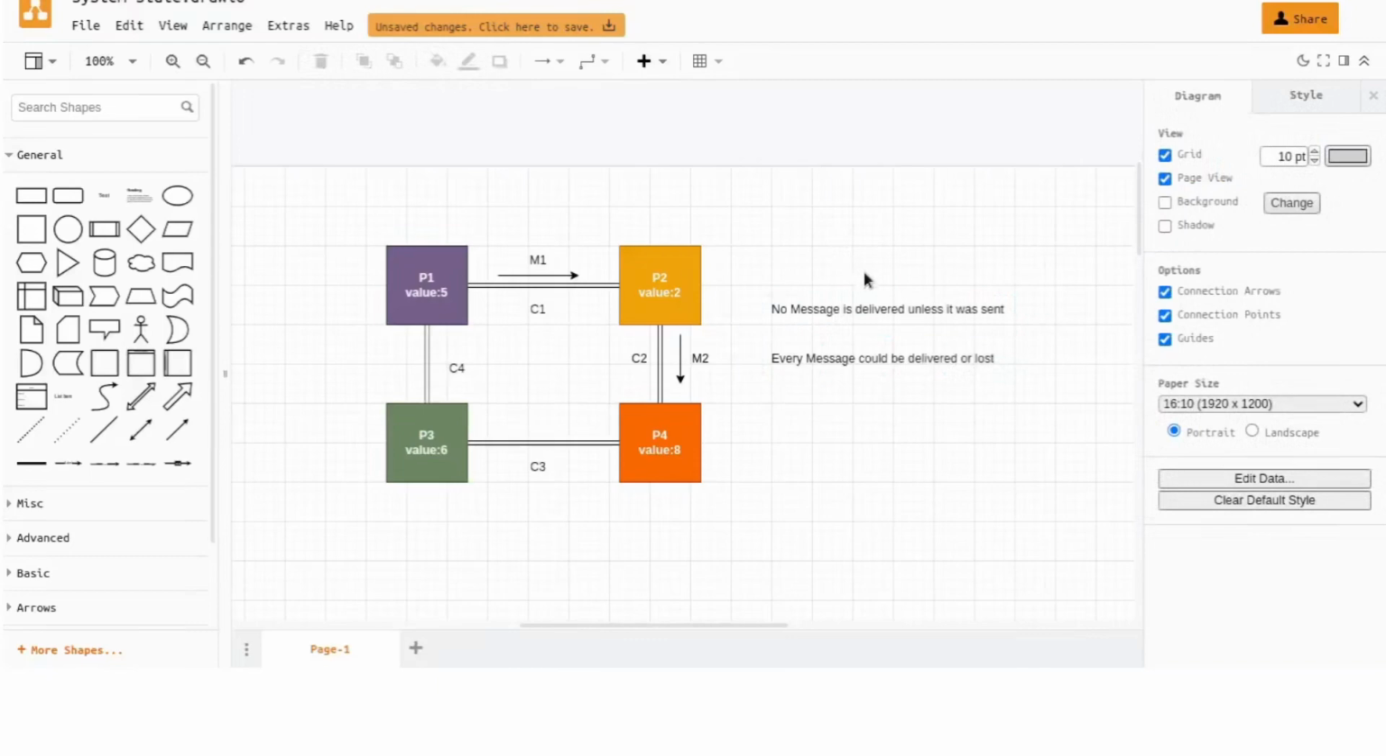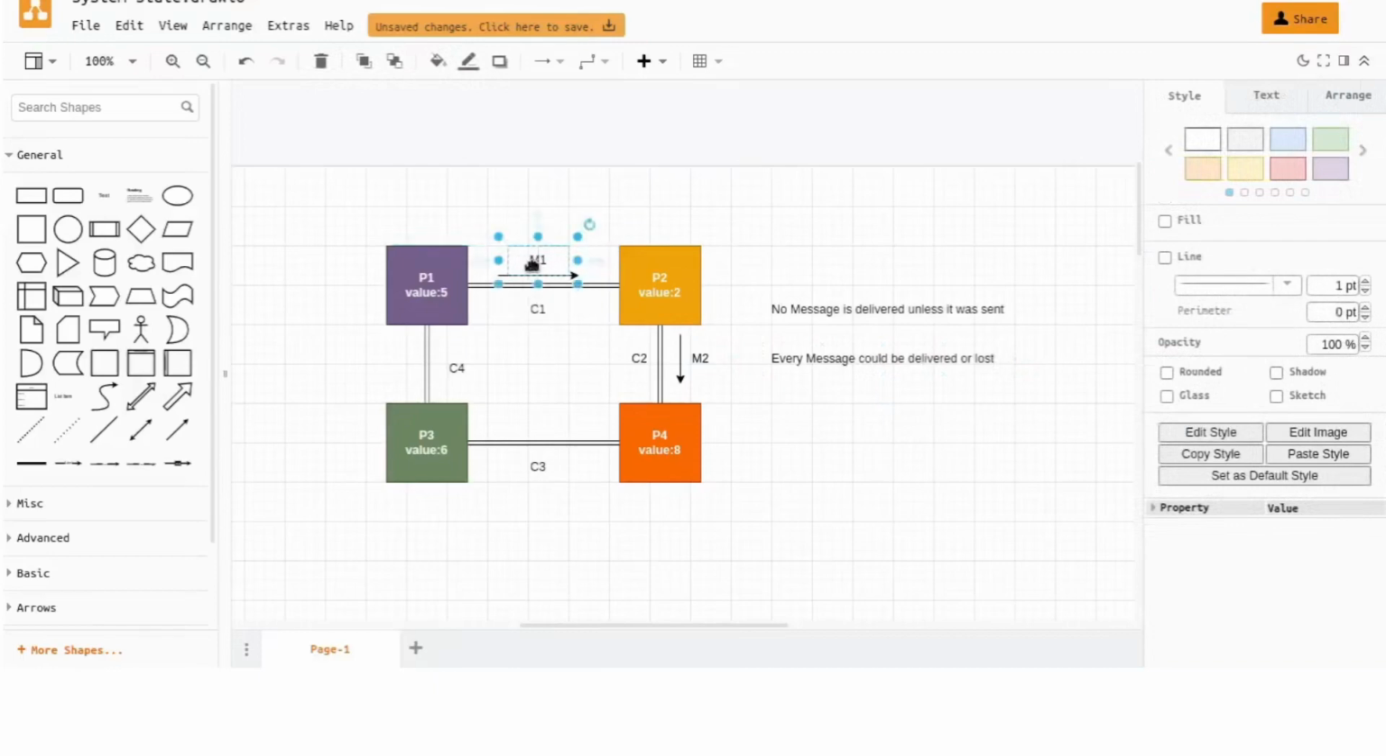Liveness properties mean that something good will eventually happen. So let's see this one. Every message could be delivered or lost. There is actually no way of trying to break this. Messages could be lost. If you try to not deliver, it still satisfies the property. And if you deliver the message, it still satisfies the property, which means that this is a liveness property.